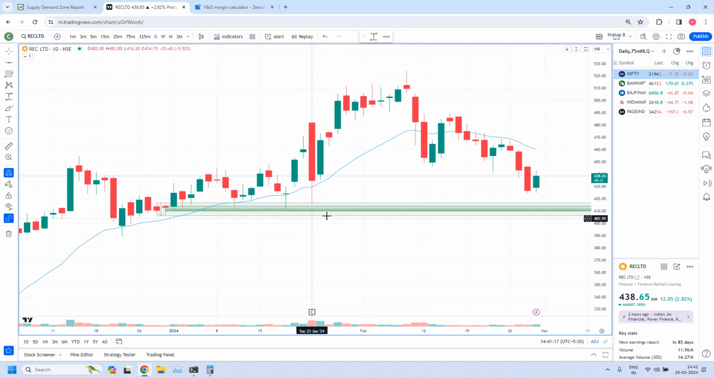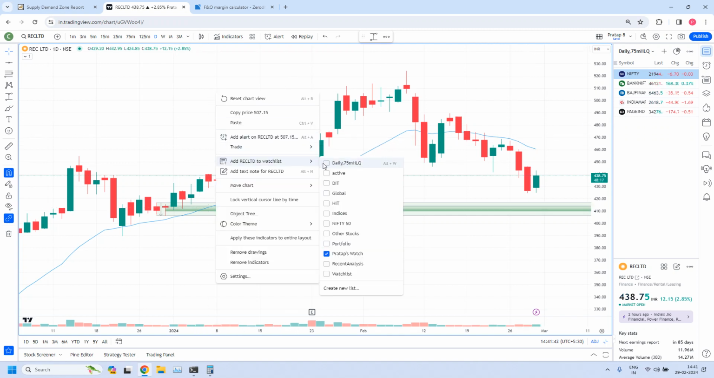That means institutions keep on adding orders into this area. They keep on adding new orders in this area. That is the reason why such a strong order flow is there in this area. So it's a good stock. So let me add it to our watch list.